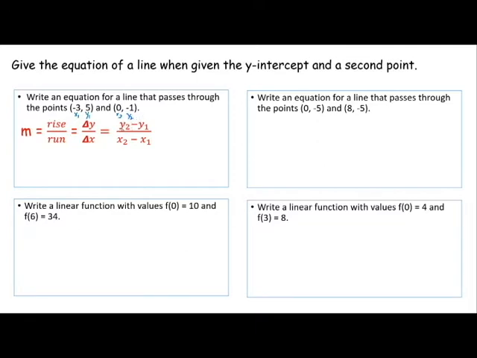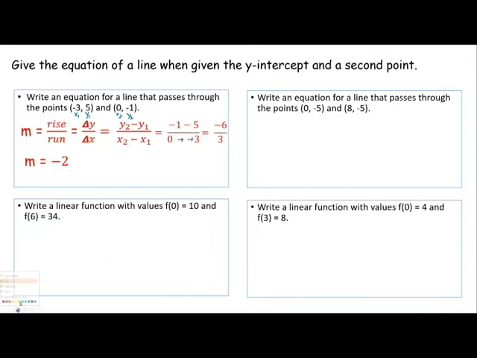This says take the -1, my y2, minus the 5, and take my 0, my x2, minus the -3. So I just plug in those numbers. -1 minus 5 is -6. 0 minus -3 becomes plus 3, so I get a 3 on the bottom. My slope is -6 over 3, or in simplest form, my slope is -2.